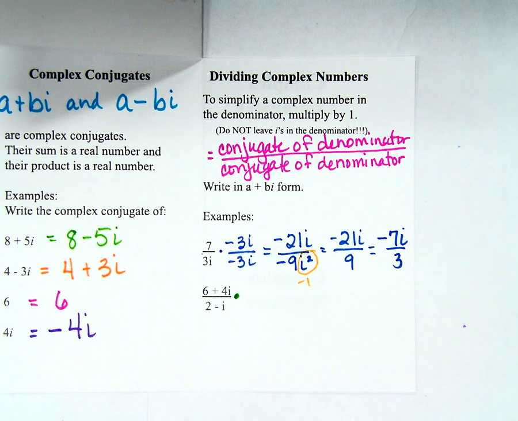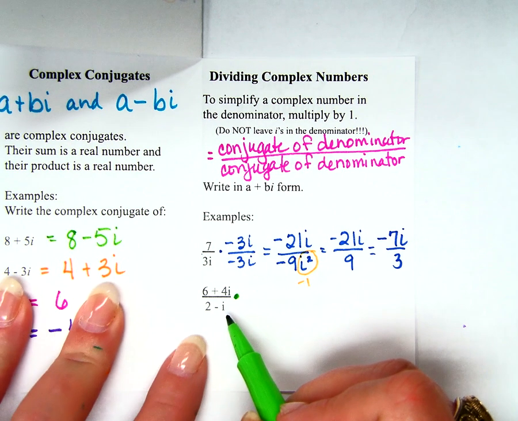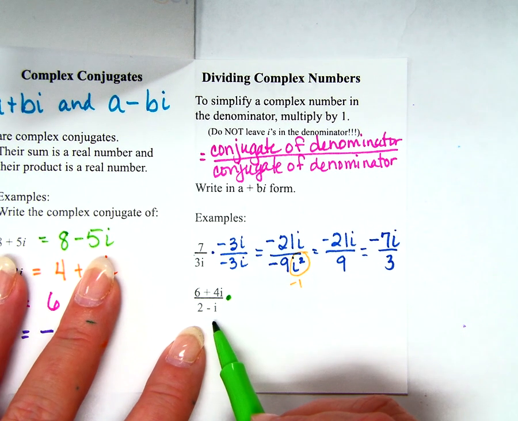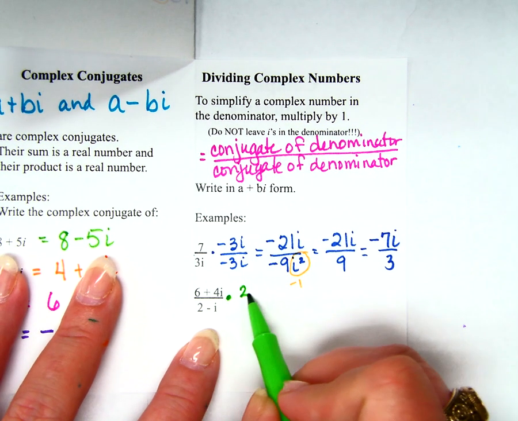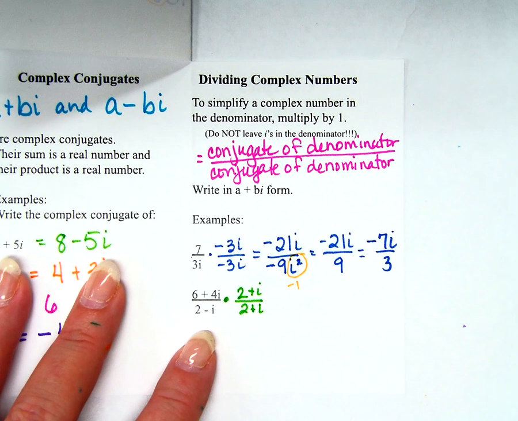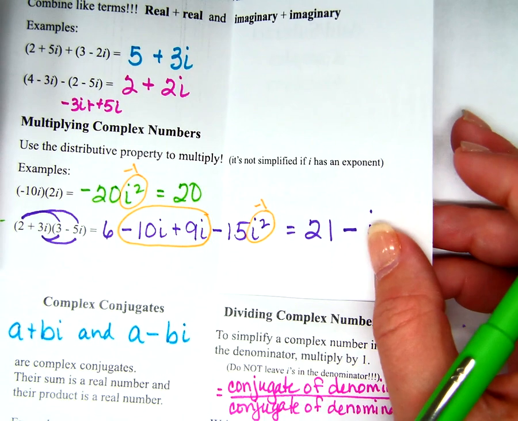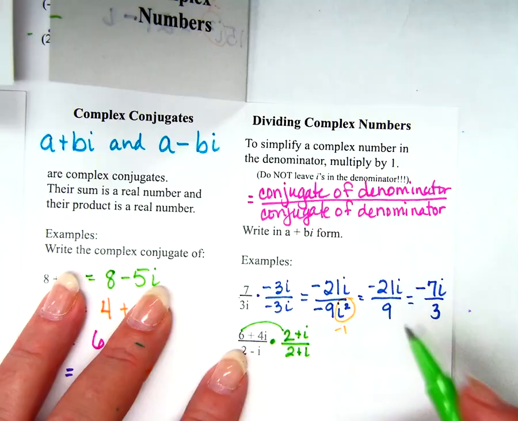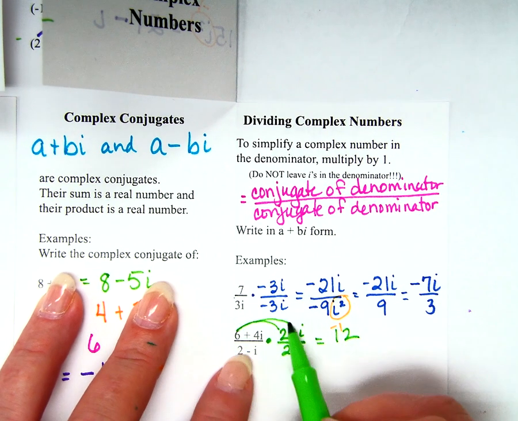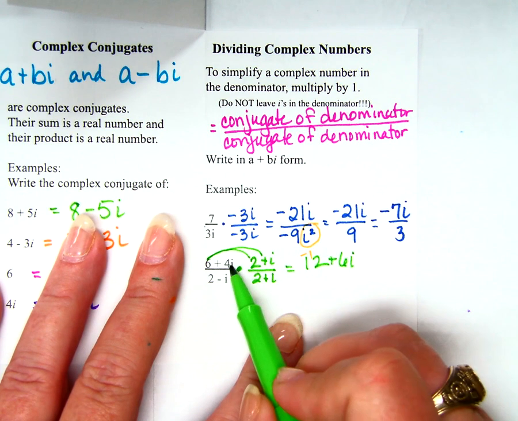Why do I have to do anything to this problem? Yep, there's an I in the denominator. So when there's an I in the denominator, figure out the conjugate of the denominator. What is it? So 2 plus I over 2 plus I. That's what I'm going to multiply by, right? What is 6 times 2? Oh my gosh, it's so good that we just did multiplying complex numbers because now we know what to do, right? What is 6 times 2? 12. What is 6 times I? 6i.